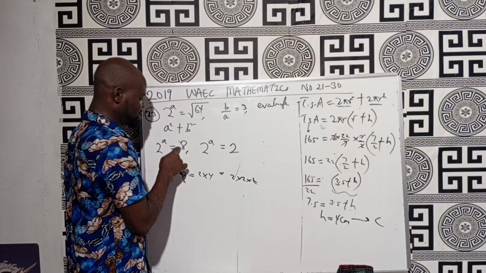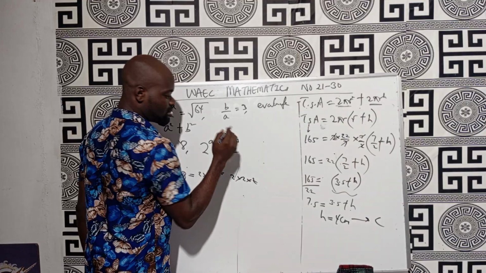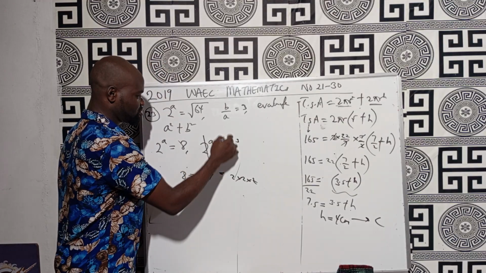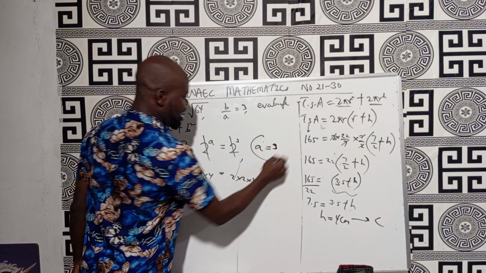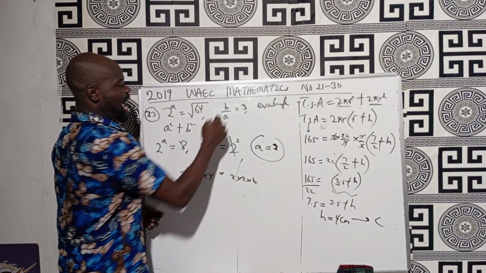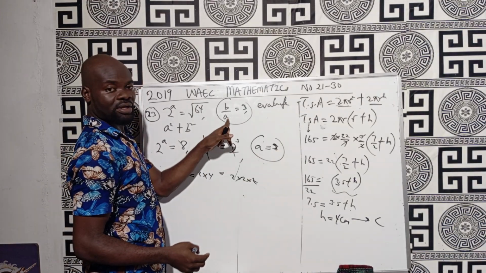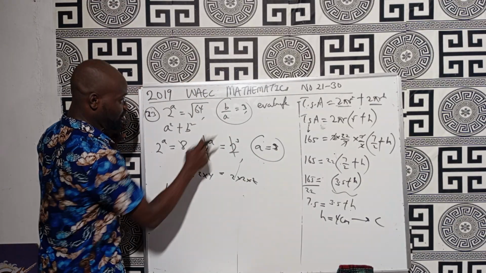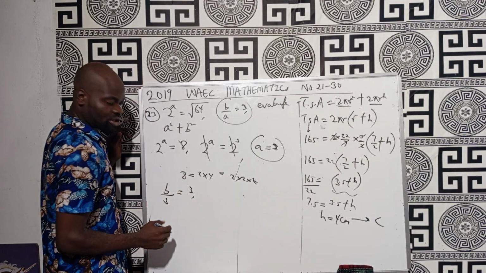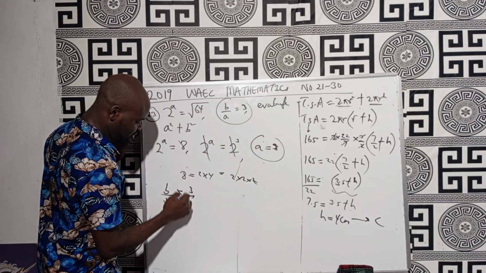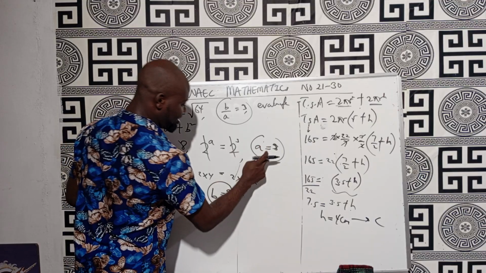So you take the 2s out for this 8. How many 2s are there? 1, 2, 3. So you can write this power as 3. So 2 cancels 2, and we have a equals 3. So we have gotten our a. A is 3, so it remains b. How do we get b here? Just plug in a as 3 here. So b over a is 3, b over 3 equals 3, which is 3 over 1. So you cross multiply, and we have b equals 3 times 3, which is 9. So we have gotten b also. So a is 3, b is 9.